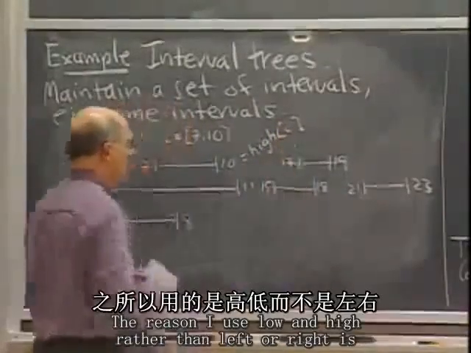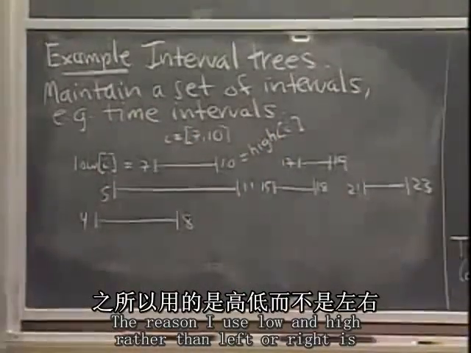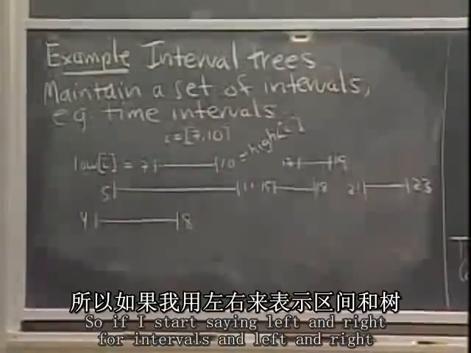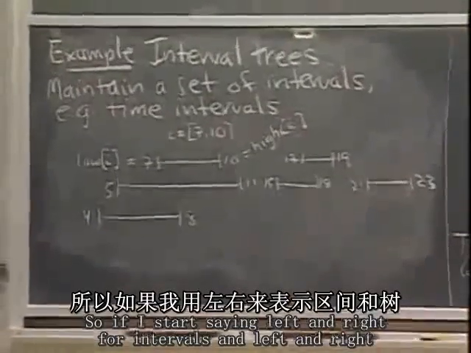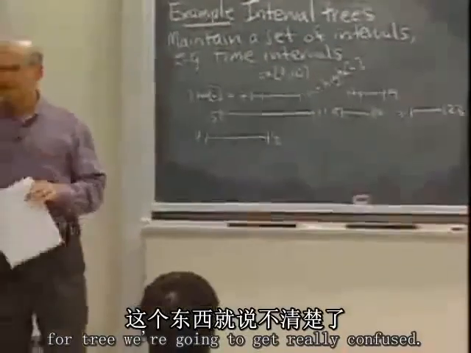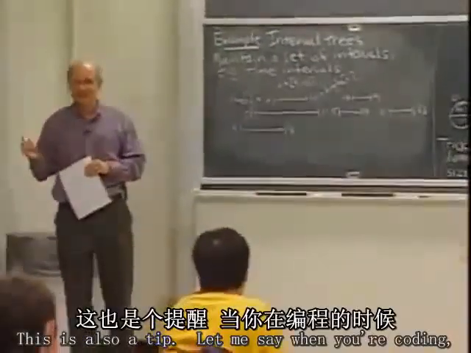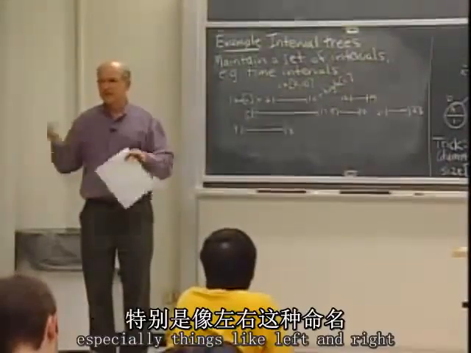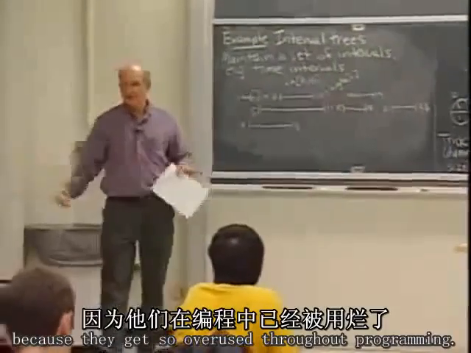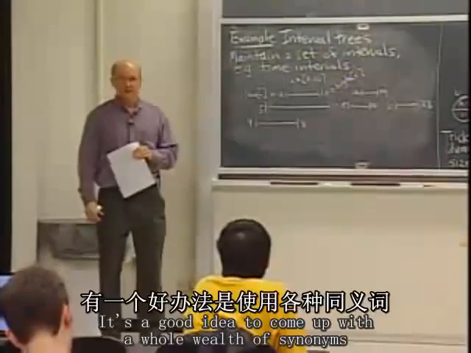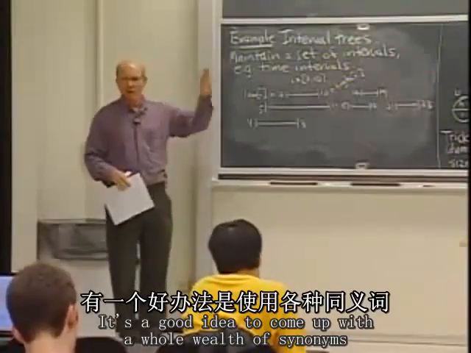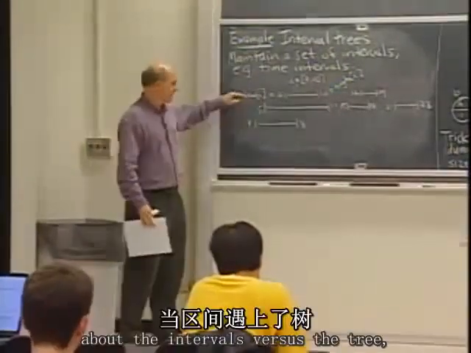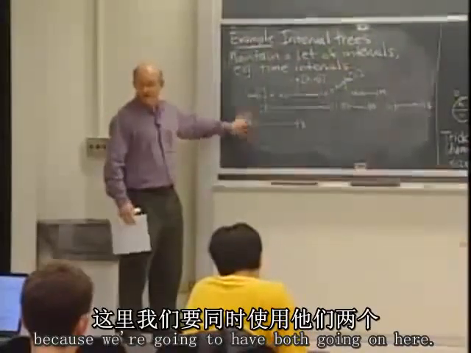The reason I use low and high rather than left or right is because we're going to have a tree, and we're going to want the left subtree and the right subtree. So if I start saying left and right for intervals and left and right for trees, we're going to get really confused. This is also a tip: when you're coding, you really have to think hard sometimes about the words that you're using for things, especially things like left and right, because they get so overused throughout programming. It's a good idea to come up with a whole wealth of synonyms for different situations so that it's clear in any piece of code when you're talking, for example, about the intervals versus the trees, because we're going to have both going on here.